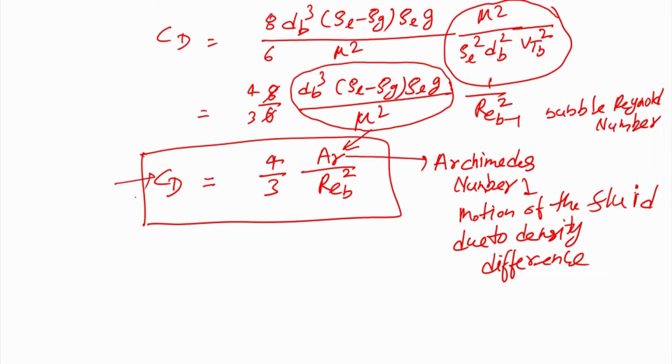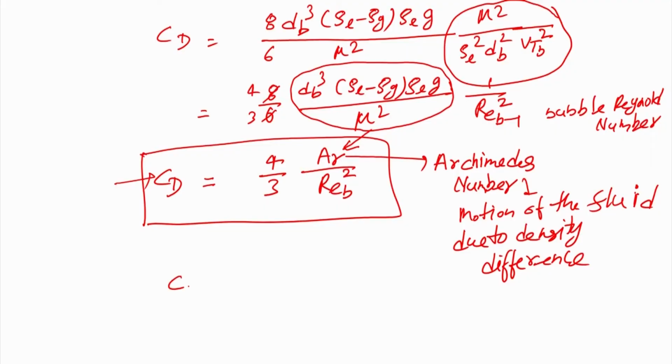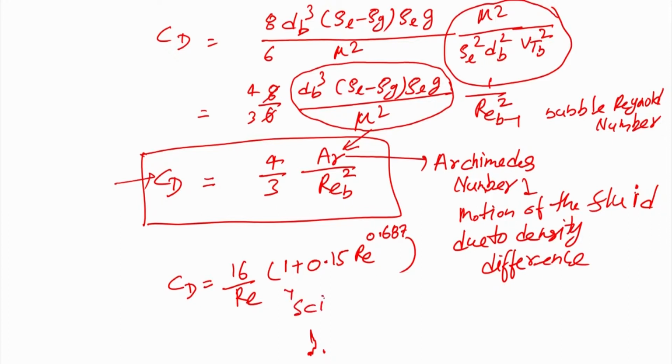Now again, we have discussed several correlations while discussing the drag force. You can use them depending upon the system and your Reynolds number. As we discussed, several correlations are valid for a particular range, and you can find the CD value. The most widely used correlation for CD for the bubble column is Schiller-Neumann, which is 24 upon Re into 1 plus 0.15 Re raised to the power 0.687. This is the Schiller-Neumann equation, and it is used widely to find CD.